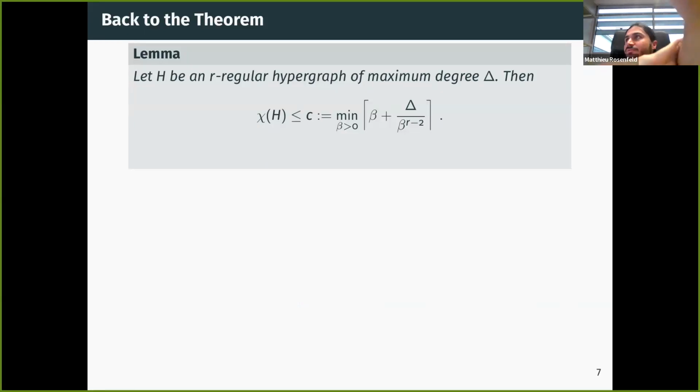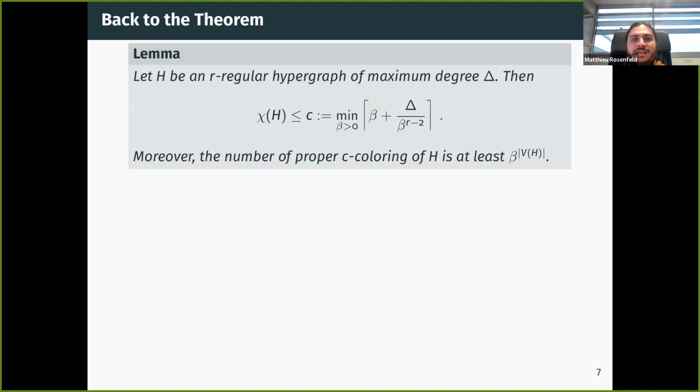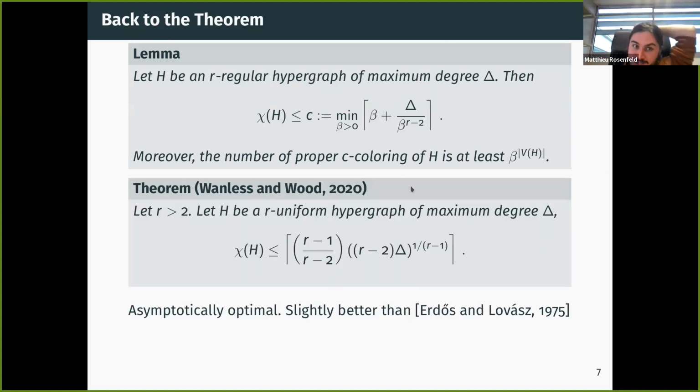So this is what we have proven. We've proven that the chromatic number of H is at most beta plus delta divided by beta to the R minus 2. So I can try to optimize this by choosing the value of beta that gives me the best bound. In fact, we've proven something slightly stronger. We've proven that there are exponentially many such colorings, which is nice as well. I'm not going to try to optimize this quantity. Van Lees and Wood did it, and this is computational, right? This is not really interesting.